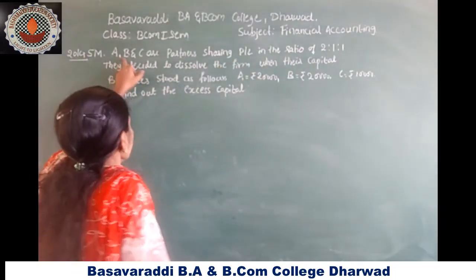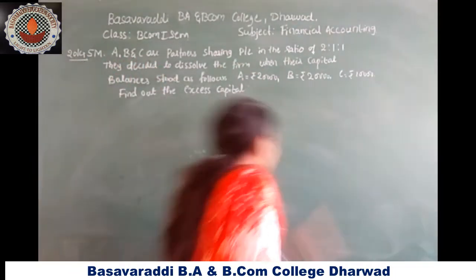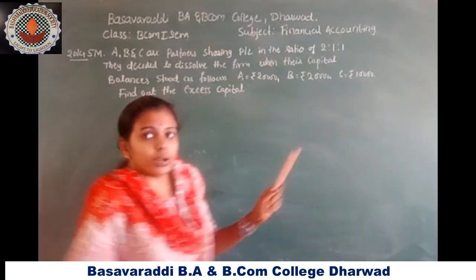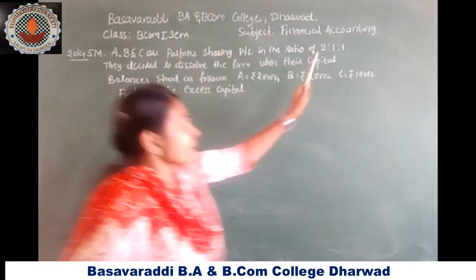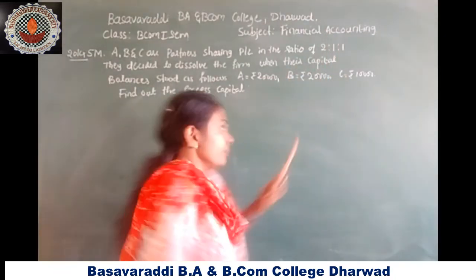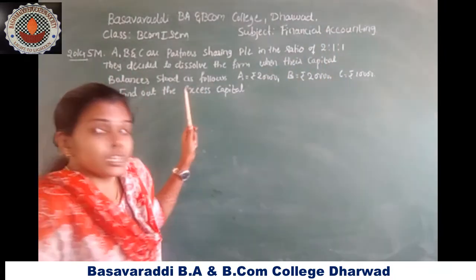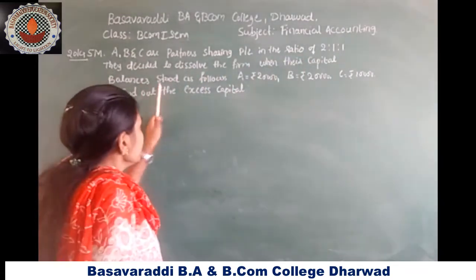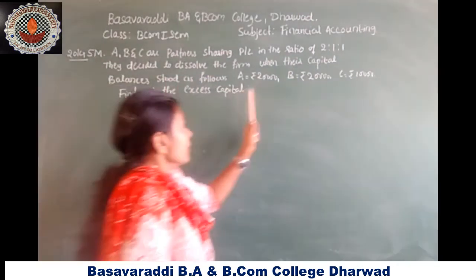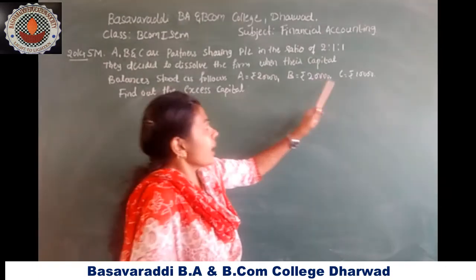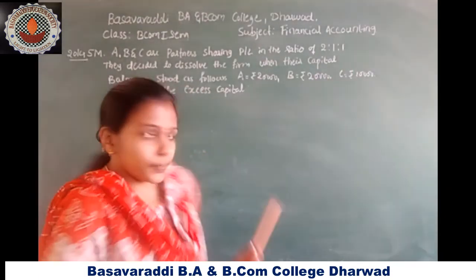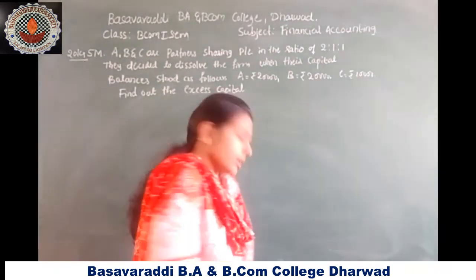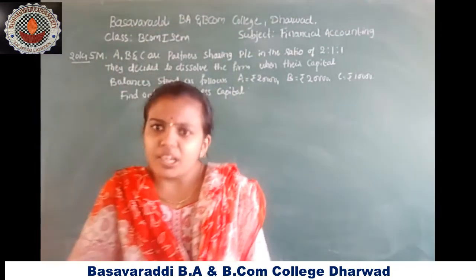A, B and C are partners sharing profits and losses in the ratio of 2:1:1. They decided to dissolve the firm when their capital balances stood as follows: A 20,000, B 20,000 and C 10,000 rupees. Find out the excess capital of a partner.